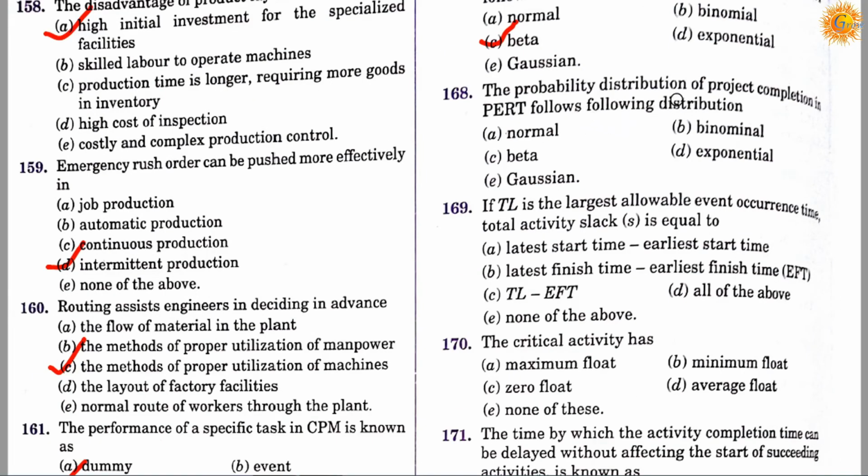Question number 168. The probability distribution of project completion in PERT follows the following distribution. Option A, normal; option B, binomial; option C, beta; option D, exponential; option E, Gaussian.